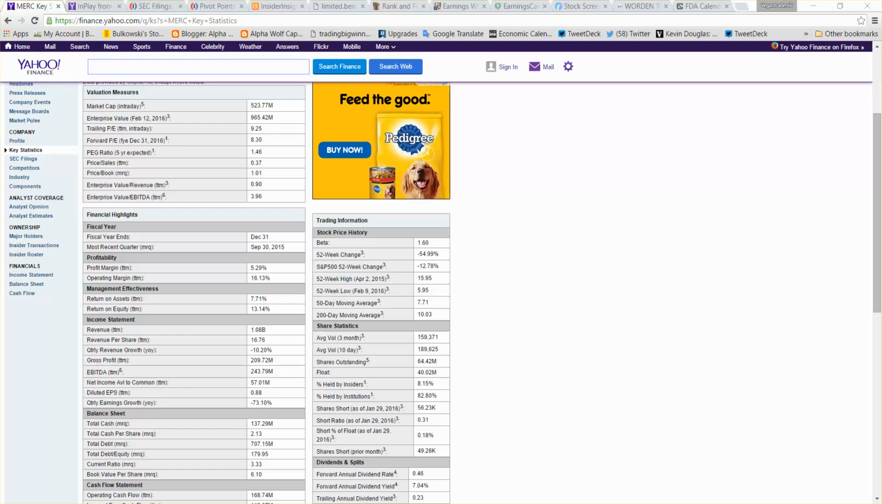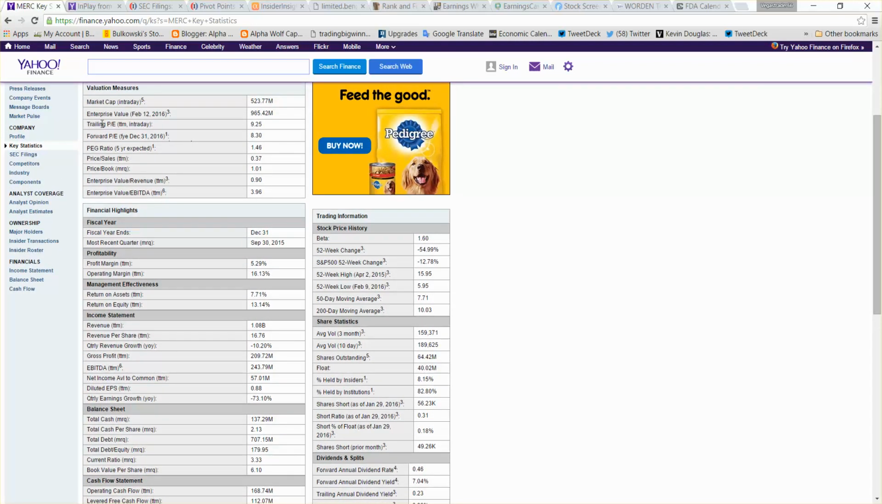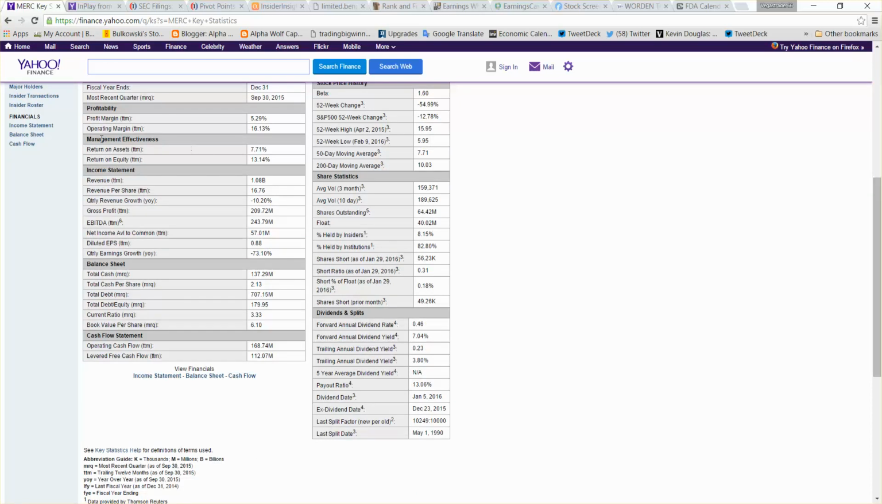Now, what we can learn right off the bat from this company, or from the key statistics, is we learn the market cap. We learn the PE, which is the price to earnings multiple, the forward PE. We learn profit margin, operating margin, quarterly revenue growth year over year, quarterly earnings growth year over year. So currently, not really a pretty picture. Down 10% here, down 73% there, quarterly earnings year over year.